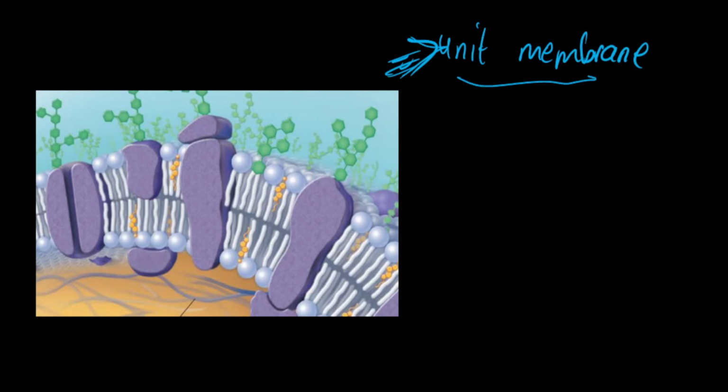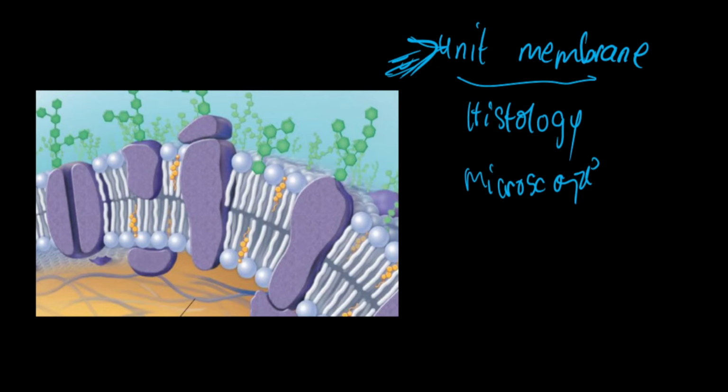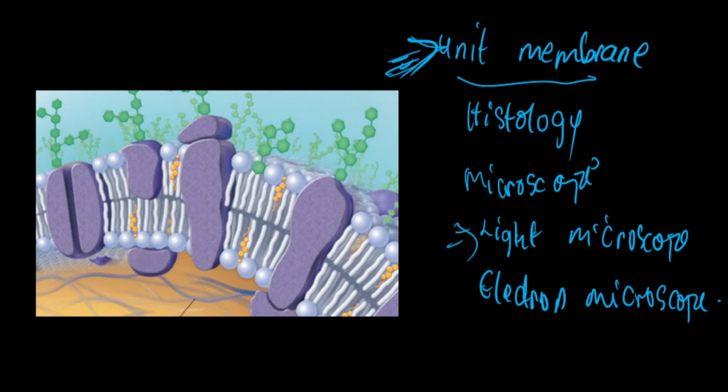Now, what exactly is a unit membrane? We would come across this term mainly in histology, because of course we won't just be studying the theory of what a cell is, but we would actually be viewing tissues and cells, more so cytology. We'll be viewing tissues and cells under the microscope, and we have the light microscope and the electron microscope. The light microscope has a lower resolution, while the electron microscope has a higher resolution.